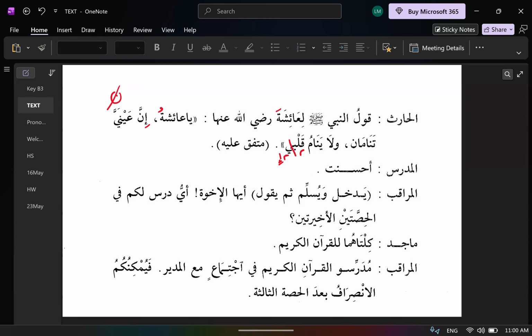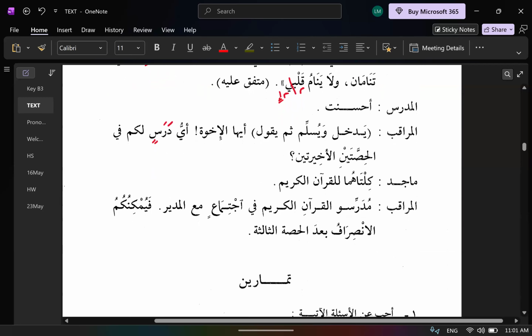Okay, so the inspector enters. Yadkhulu wa yusallimu thumma yaqulu. He enters, says salam, and then says, Ayyuhal ikhwatu, O brothers, ayyu darasin lakum fi hissatayn akhiratayn. Which lesson do you study in the two last periods? Fi hissataini, two periods, al-akhirataini, two last periods.